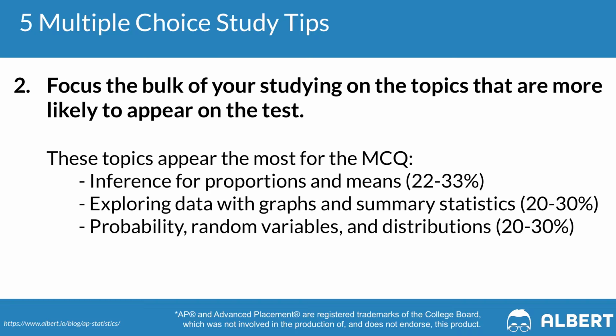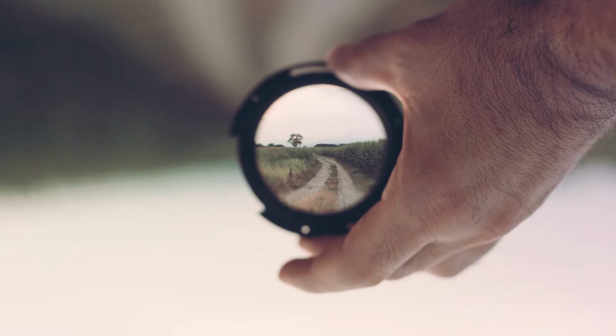Our second tip when it comes to AP Statistics multiple choice is to make sure that you're focusing your study time on the sections that show up most on the test. It makes sense, but not every single student does this. Sometimes they deviate and spend a ton of time studying the entire course material as opposed to just the focus areas that make up the bulk of the overall MCQ section.